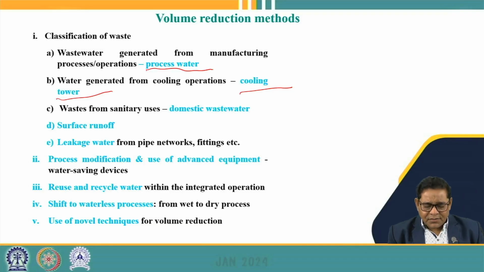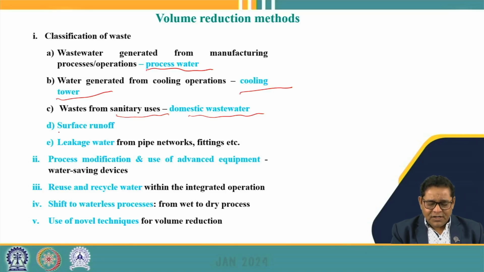In every industry we have domestic activities and residential quarters, and we use a lot of water for our own domestic uses, so that generates a lot of sanitary wastewater. That wastewater can also be segregated as domestic wastewater. We can have a separate treatment system for municipal wastewater so that the overall volume of wastewater reaching the effluent treatment plant system is reduced.